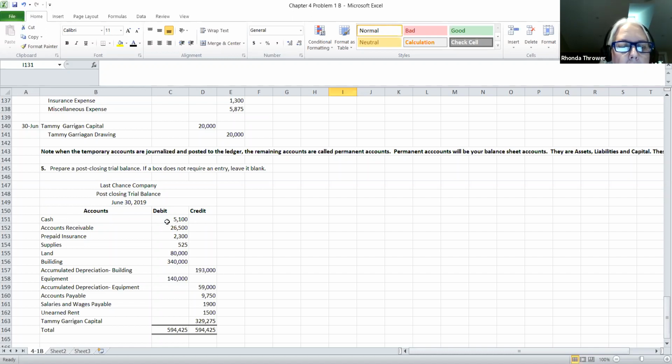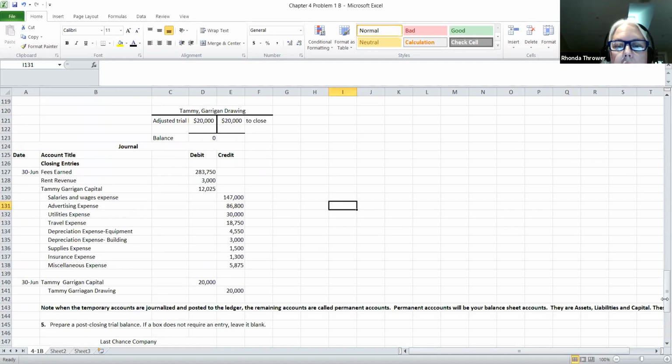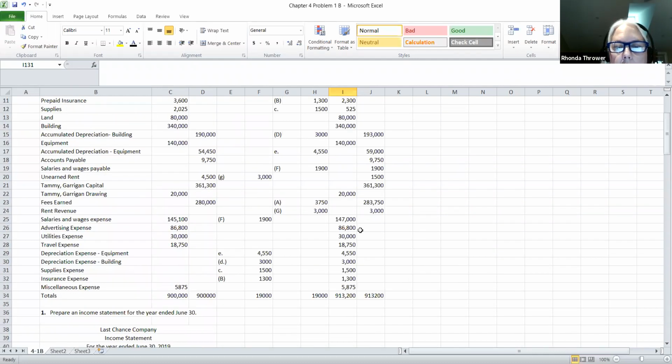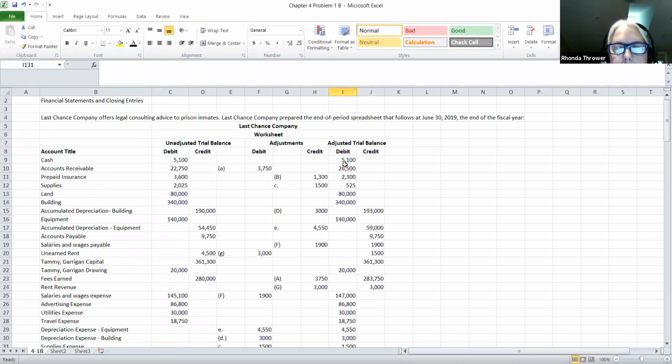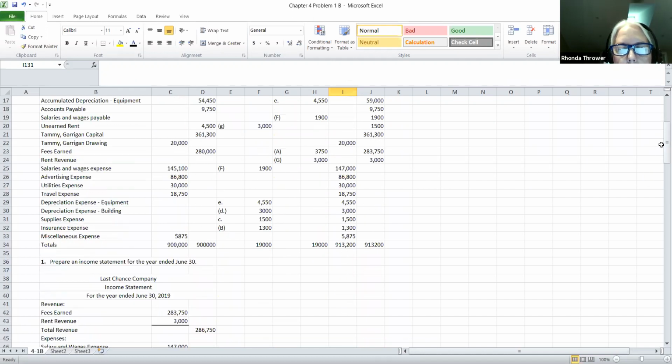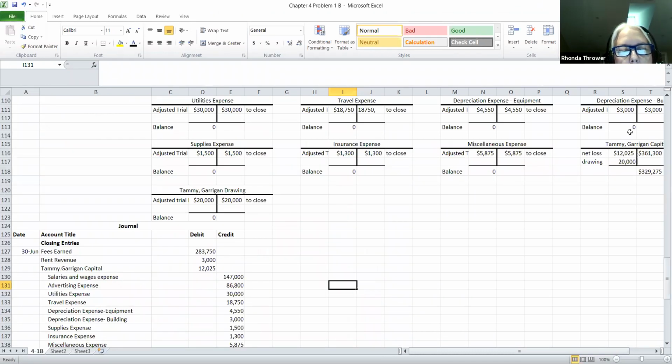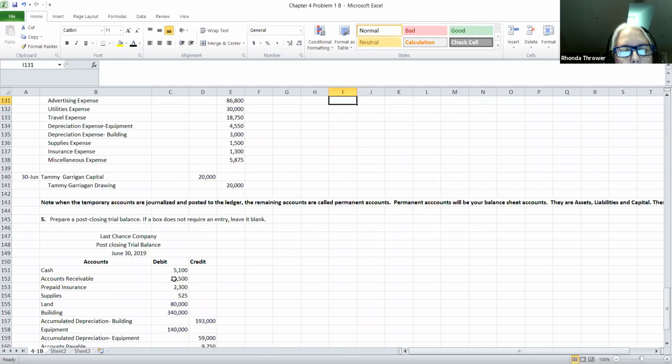So the cash account is left in the ledger. We never ever close out cash because we could be out of business. We've got to have some cash to operate with. And that balance was $5,100 from the adjusted trial balance. Our accounts receivable is never closed because it's an asset account. $26,500 is what we've got in our accounts receivable.